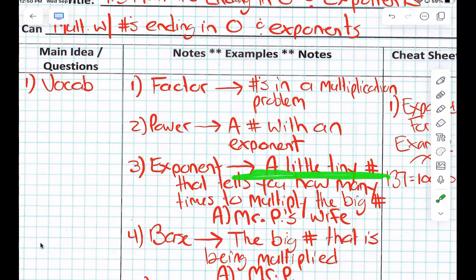An exponent is a little tiny number. Okay, stop right there. It's a little tiny number, and the little tiny number is just like my wife because the little tiny number is bossy. Yeah, good job, guys.